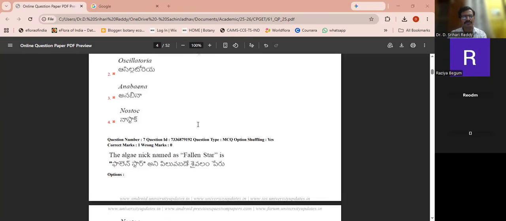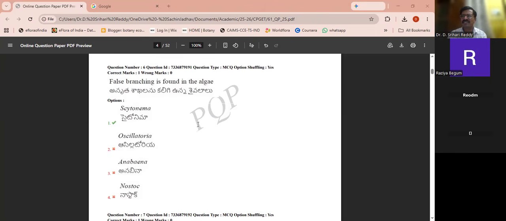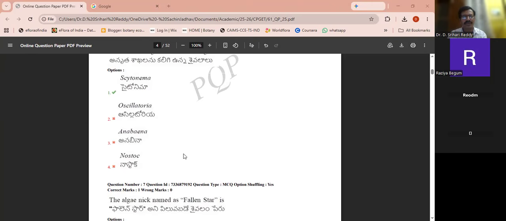And also there are some specific cells we find in the Cyanophyceae, particularly in Anabaena and Nostoc. We don't find them in Oscillatoria. What are those cells called? You just tell me after. Okay. Can anybody unmute and interact with me? What are those cells called?